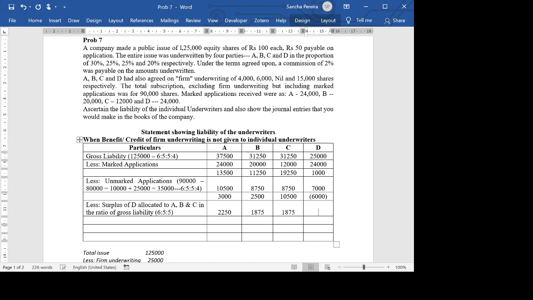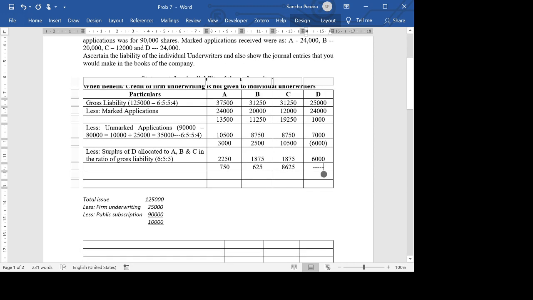And this will be plus 6,000. Whatever it is, these three figures put together have to come to 6,000. So 2250, 1875, 1875. Now this comes down to 3,000 minus 2250 will be 750. This will be 2,625. And here we'll have quite a big amount, 8625. That means D has to take up nothing. We'll just have to check whether we are correct. 750 plus 625 plus 8625 has to come to 10,000.